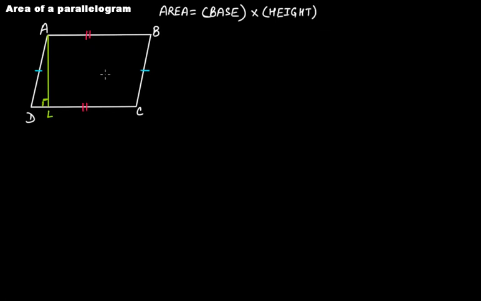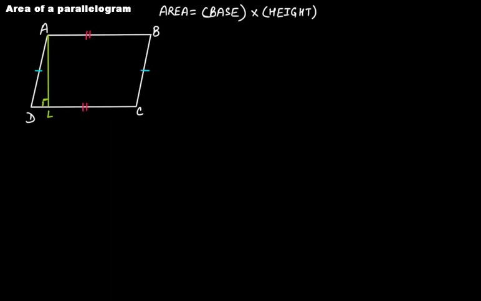Okay, so in this case base is what? CD times height, meaning AL, the height or altitude or perpendicular drawn from this point. It's making 90 degrees with this side CD, that is the base. So CD times AL. If you know the lengths of these two, that is of the altitude or height and the base, then you can tell the area. Now don't worry, we are going to solve some problems related to area of a parallelogram in this tutorial only.